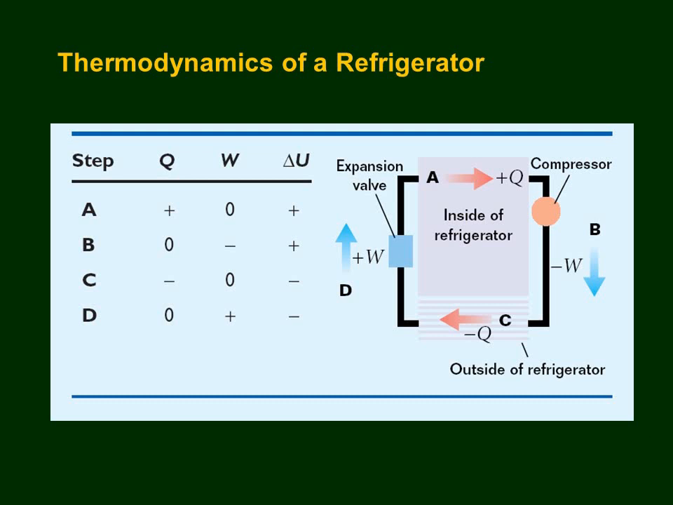At point C, outside the refrigerator, heat escapes to the surroundings, so Q is negative, and no work is done, so the internal energy will decrease. And finally, through the expansion valve, there is no change in heat as the process takes place rapidly, and the work is positive because the gas does work and expands. So the internal energy change is negative, it decreases, and so on. This is a cyclic process.